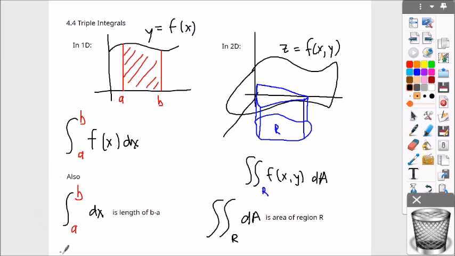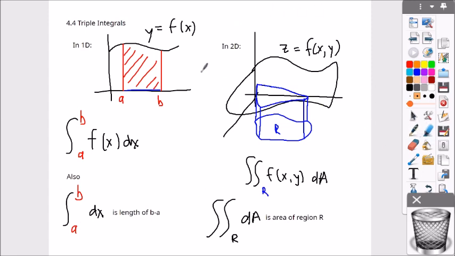Also, if we just do the integral from a to b of dx, we will get the length of b minus a. We will get the length of this right here. So the length of this line is the integral from a to b of dx. Kind of useless, but it gets more useful when we move into 2D.